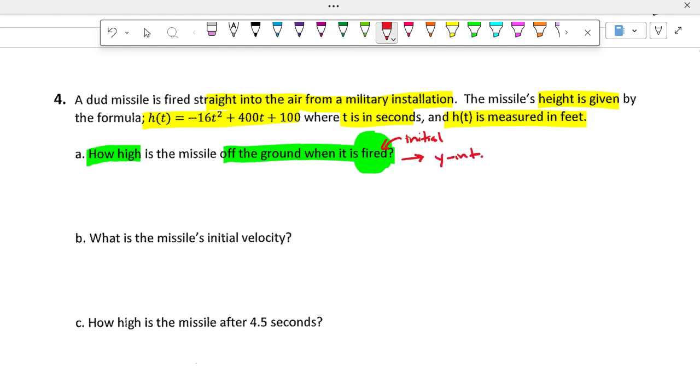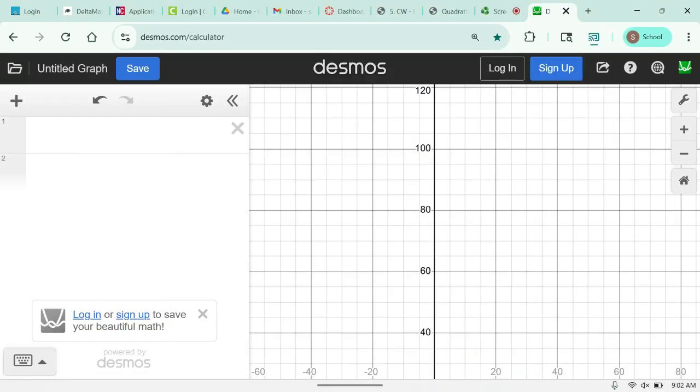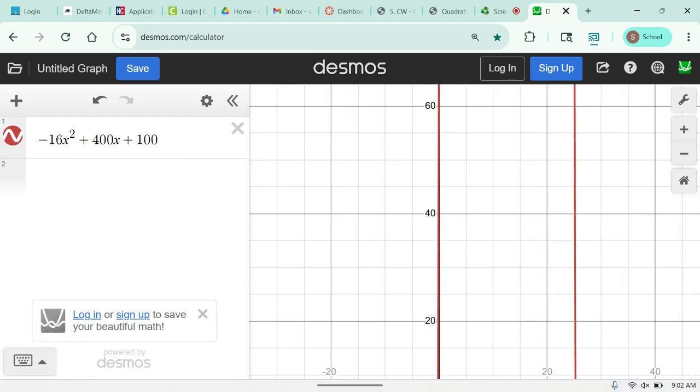Now, do I even need to graph this to find the y-intercept? No. What can I use? The c value. So, how high off the ground would it be? 100 feet. Make sure you put those units. Now, let's check myself very quickly. I'm going to type in the function: negative 16x squared plus, what was next? 400x plus 100. May have to zoom out a little bit.